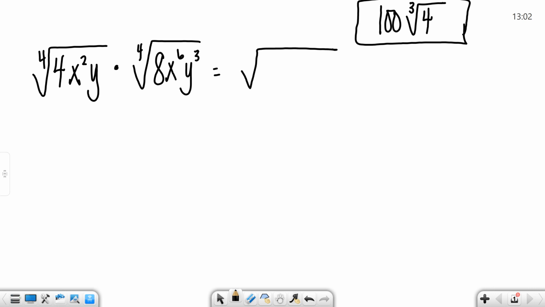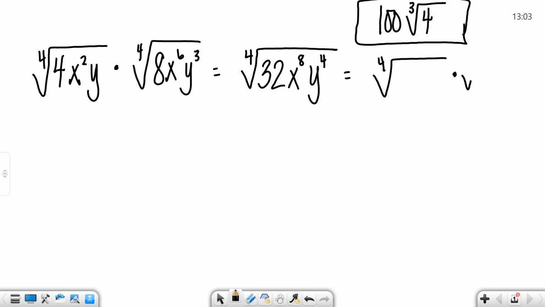So I will multiply. They're both 4th roots, so I can multiply. 4 times 8 gives me 32. X squared and x to the 6th will give me x to the 8th. And y times y cubed would give me y to the 4th. All right, I cannot take the 4th root of 32, so I'm going to have to break this up into a 4th root times a 4th root. I can take the 4th root of 16.